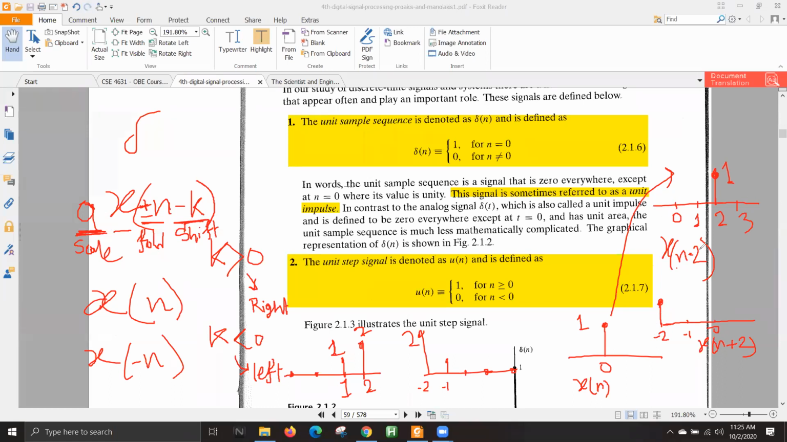x-axis. If you consider this whole thing as n prime, suppose, then what do you have to do in order to make n prime 0? x[n-2] is now n prime, so you have to add 2 in order to make this whole thing 0 at the 0th position, right?